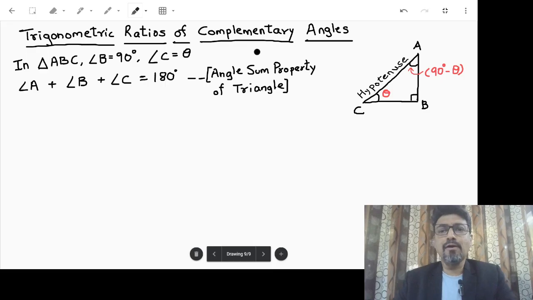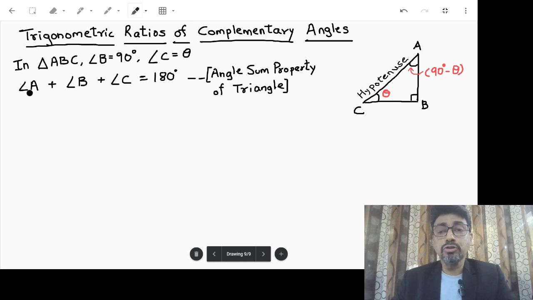Let us now study the trigonometric ratios of complementary angles. What do you mean by complementary angles? Complementary angles are those angles the sum of whose measures is equal to 90 degrees. Now let us consider our triangle. I have taken a triangle here ABC with angle B as 90 degrees, right? Then there are two acute angles, angle A and angle C, from which angle C I have considered as theta.